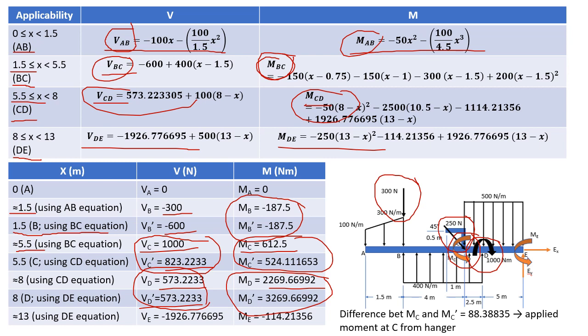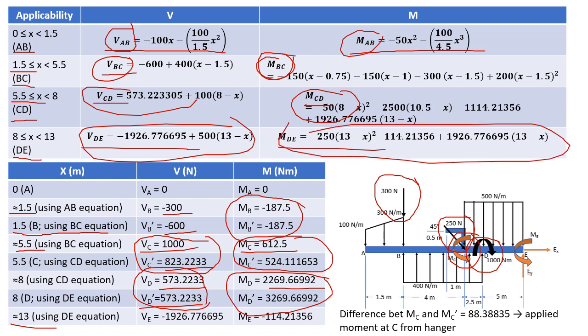Plus. And lastly, at x equal to almost 13, use this equation, VDE, substitute 13 in this equation, and see you get negative 1926.776695 and negative 114.21356. Okay, we're now going to graph the values.